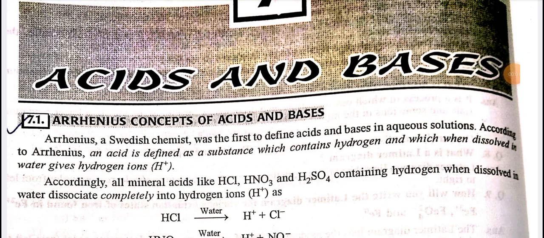Acids and bases. Arrhenius concepts of acids and bases. Arrhenius, a Swedish chemist, was the first to define acids and bases in aqueous solutions. According to Arrhenius, an acid is defined as a substance which contains hydrogen and which, when dissolved in water, gives hydronium ions or hydrogen ions.